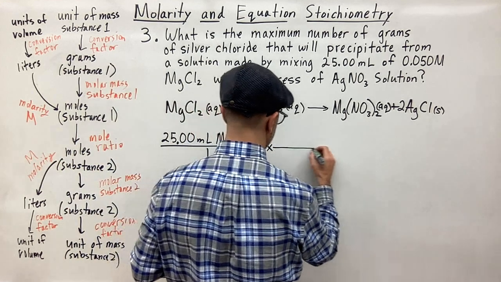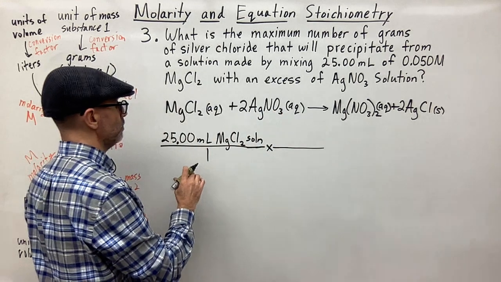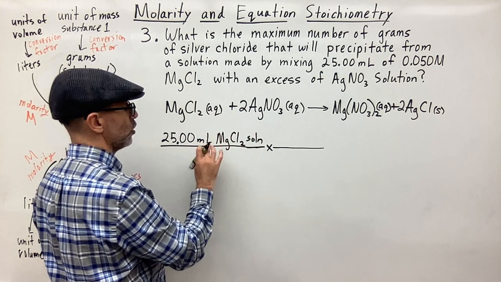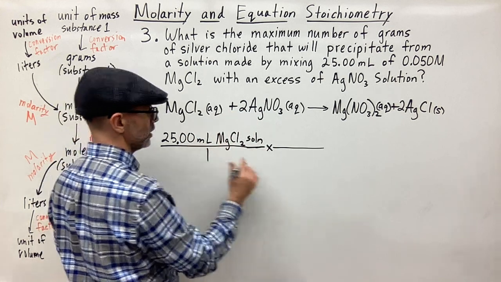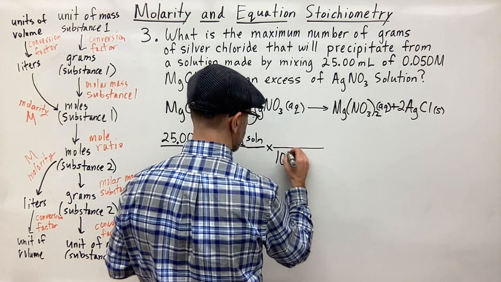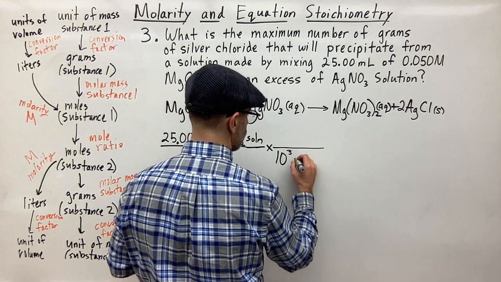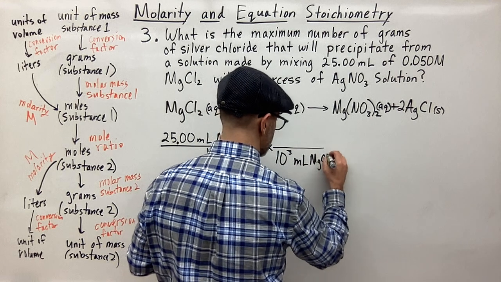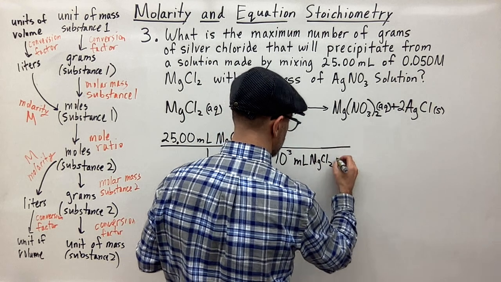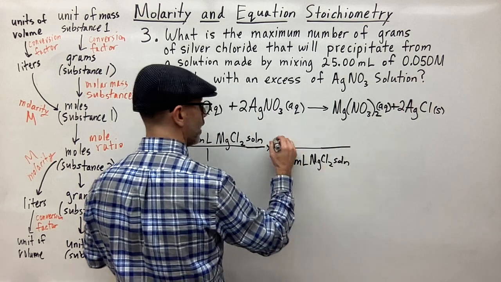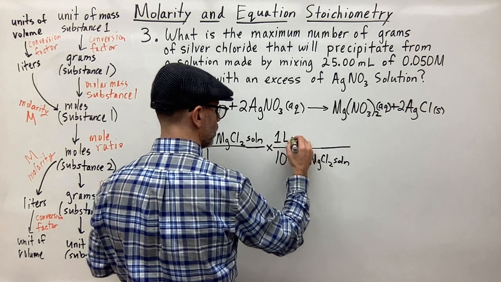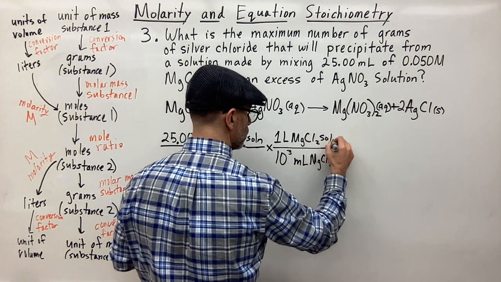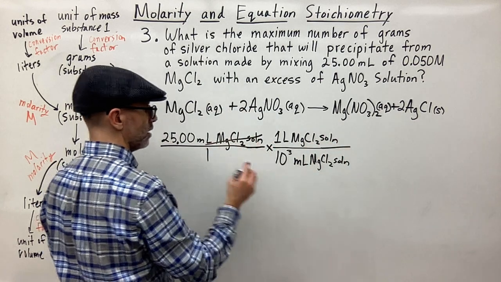So here, I'm given milliliters and I need to convert to liters, so I know that 1 liter is equal to 1,000 milliliters. So I'm going to put 1,000 or 10 to the 3 on the bottom. So that's going to be milliliters of the MgCl2 solution. And then here on top is going to be 1 liter of the MgCl2 solution. So the milliliters cancel out.